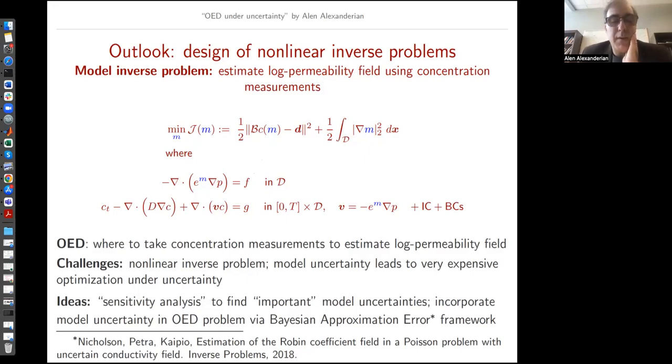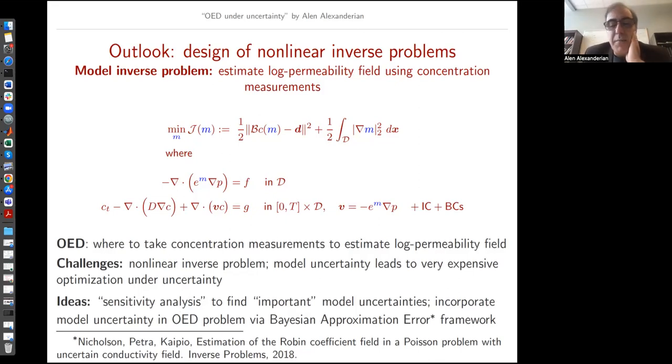Sure. So, how do you do OED again? It's kind of fast, but I do have some papers on sensitivity analysis of inverse problems that I'll mention. For OED of nonlinear problems under uncertainty, I'm doing it now, so I don't have a paper to point to myself, but there are some other works out there.